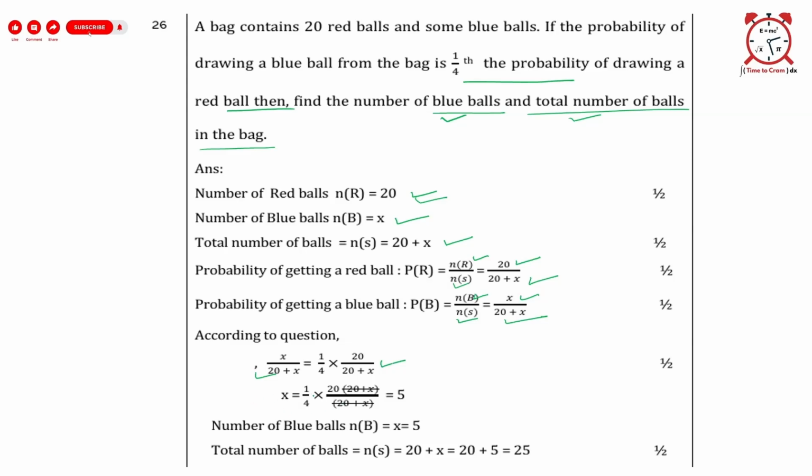So if you take the transpose, then in that way you will cancel 20 plus x from the numerator and denominator, and you will get the value of x equal to 5. So the number of blue balls equals 5 and the total number of balls equals 20 plus x, which means 20 plus 5 equals 25. So this is a higher order thinking question, or you can also say a difficult question from the lesson.